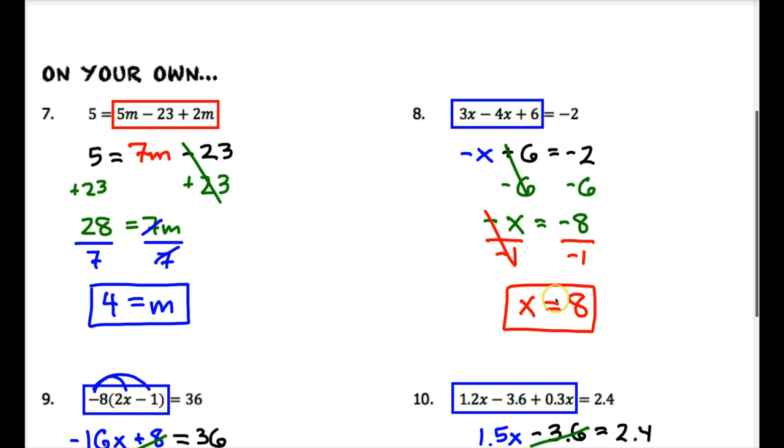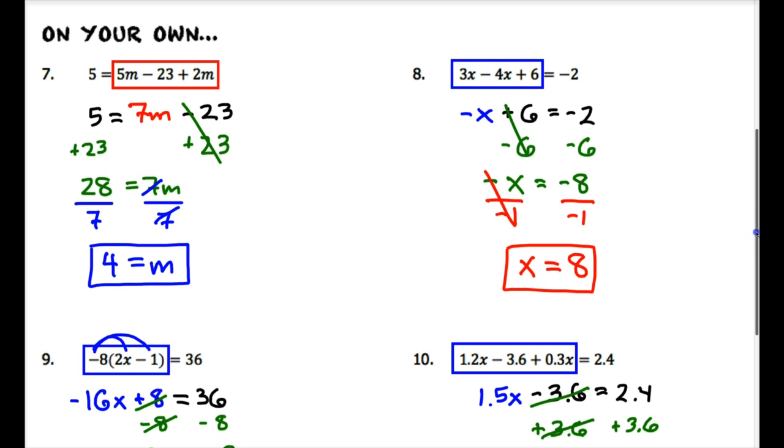Number 8, x equals positive 8. For this one, when you take 3x minus 4x, that gives you a negative 1x, or you can just write it as negative x. And then you have plus 6 equals negative 2. So then we subtract 6 from both sides to get negative 8. But keep in mind this is a negative x equals negative 8. So then I have to divide both sides by this negative 1 that's kind of invisible here. And so that gives me x equals positive 8.